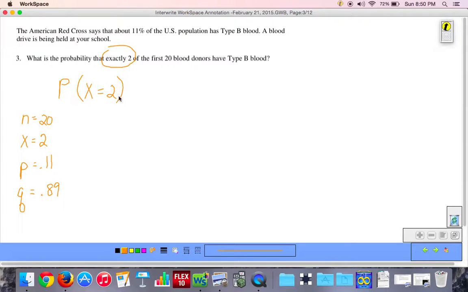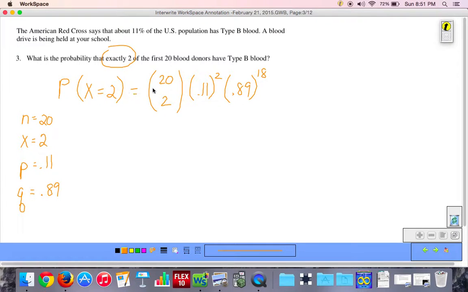So I'm going to plug into the binomial equation. So the probability of x equal to 2, that's exactly 2, would be given as 20 choose 2 times p to the x power times q to the n minus x.